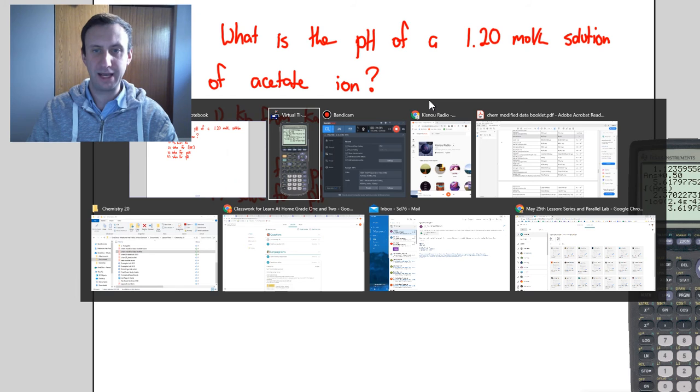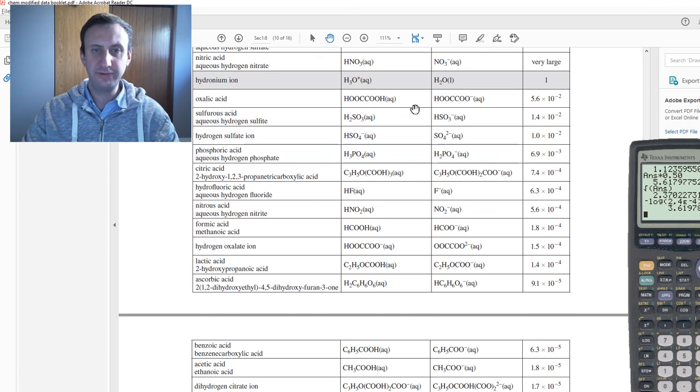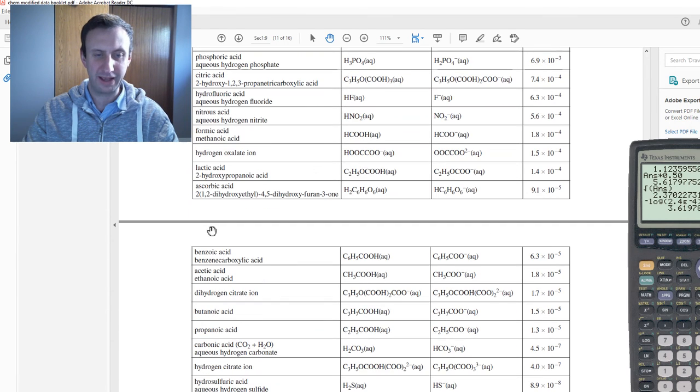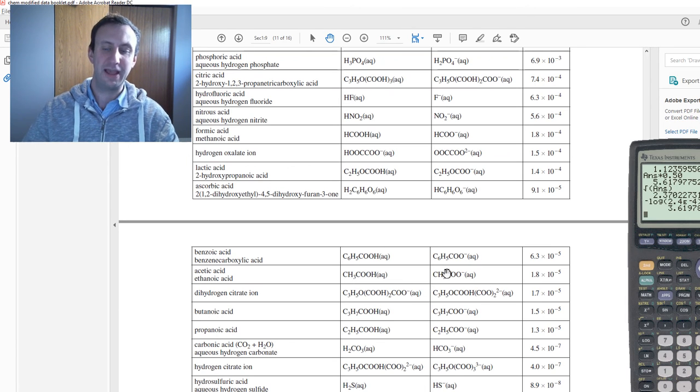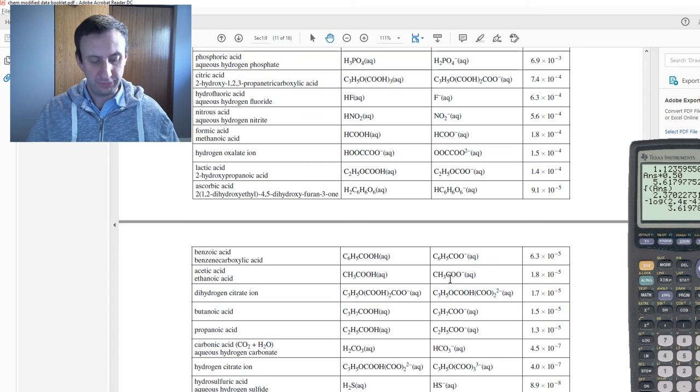I'm going to go back to my data booklet here, and I'm going to find acetic acid as an acid, CH3COOH, and here's acetate ion as a base. This is where I want to be looking because I need it to be a base, and then I take this Ka value and change it to a Kb. Ka is for the acid, the Kb is for the conjugate base. So I have 1.8 times 10 to the negative 5.